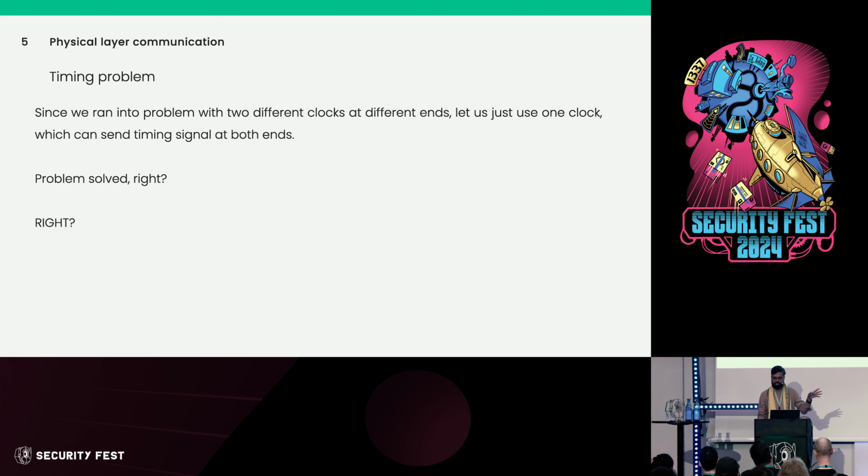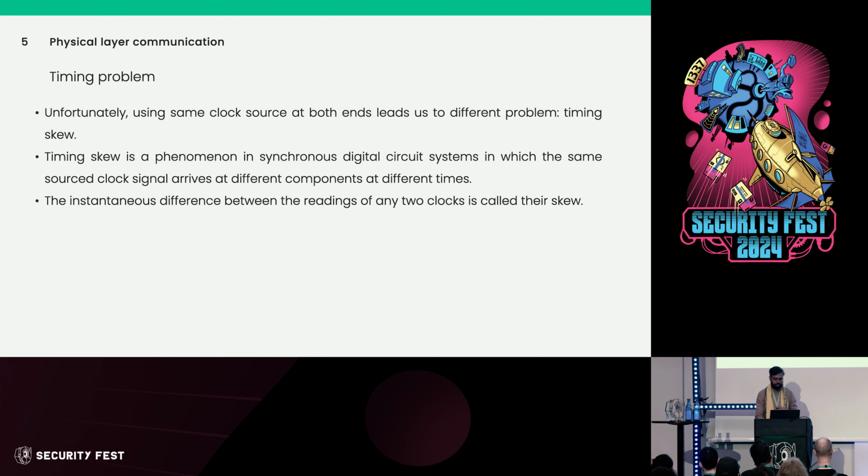One obvious problem is that if the range is rather long, then you can't really wire the same clock at both ends. But even for short durations, it is not really going to work. Okay, and the reason why it is not going to work is because of timing skew. Okay, now a quick question.